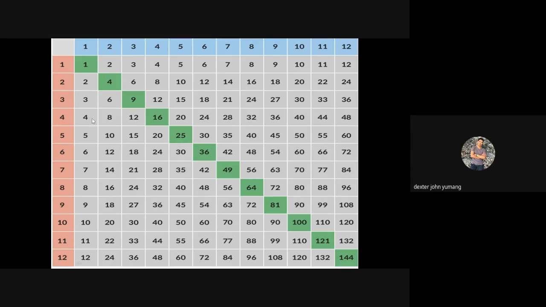Tingnan nyo lang dito sa table, yung 49, ay 50 di ba yung given? So, si 50 wala man. So, between siya dito ng 49 and 64. Look at si 49, 7. Si 64, 8. So, between 7 and 8 ang sagot. Okay, next.